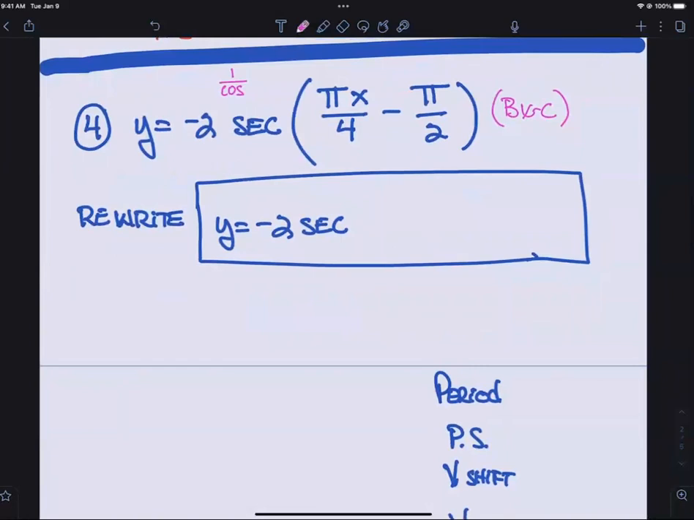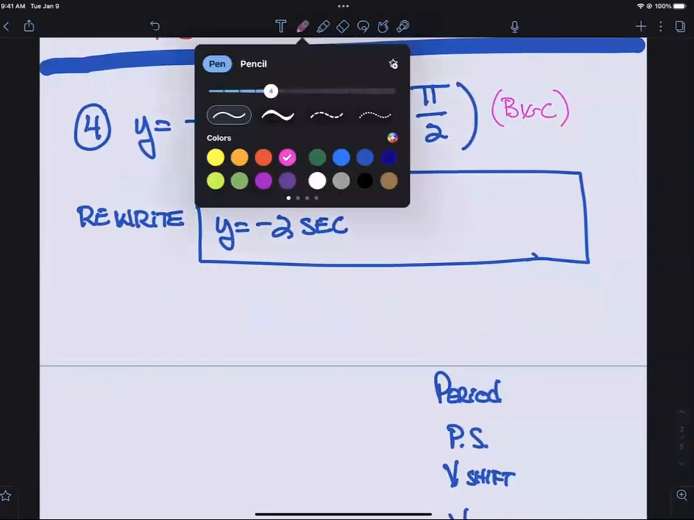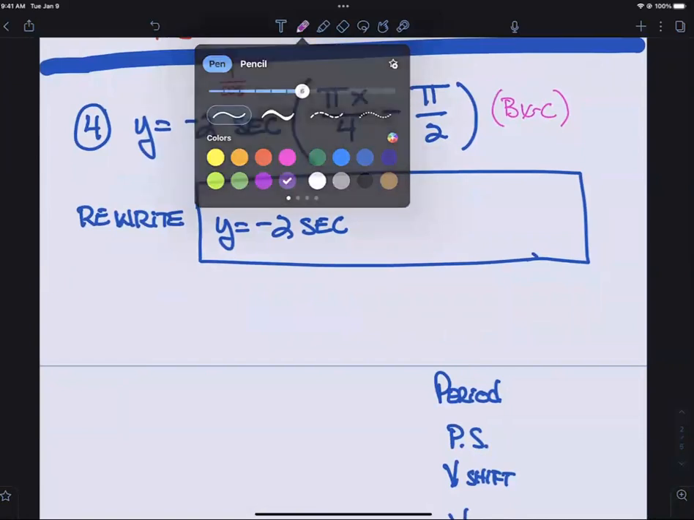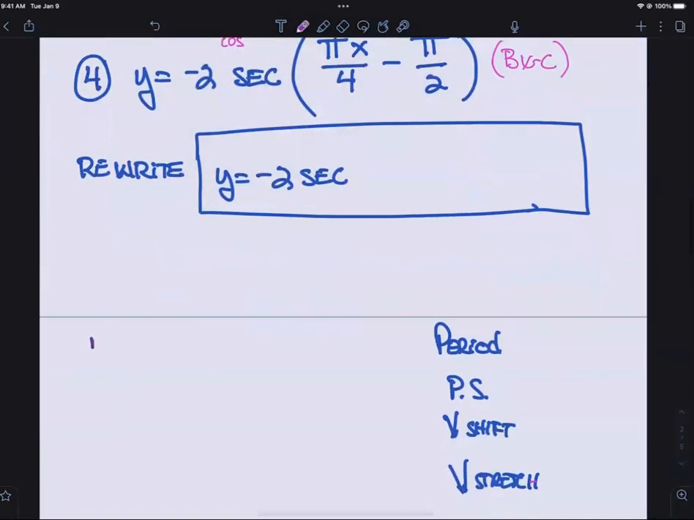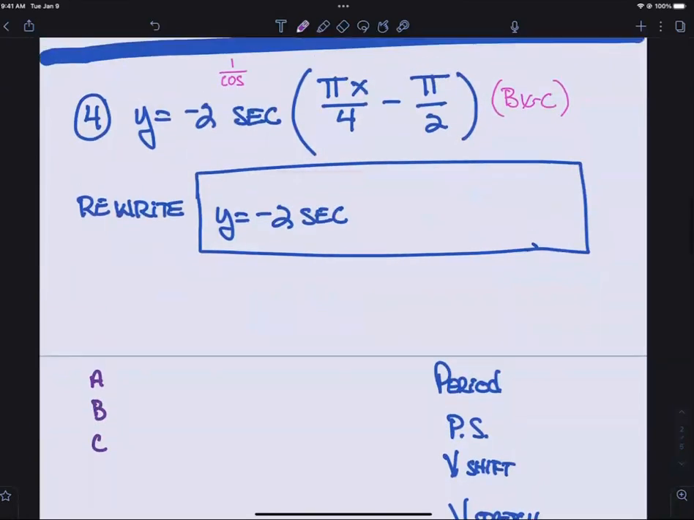We're going to rewrite this once we identify B and C and pull that out. So let's just go through the process, go through every single step. The first thing I'd like to do is identify the ABCs. A here is -2. B is the coefficient on X, so B is pi over 4. And then C is going to be pi over 2 divided by pi over 4.